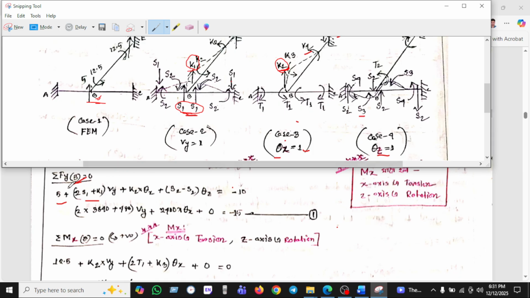So this is the K2, and we are not taking the torsion. Why? Because we are just calculating shear, which is Fy. That's why we are not taking any T1, T2.